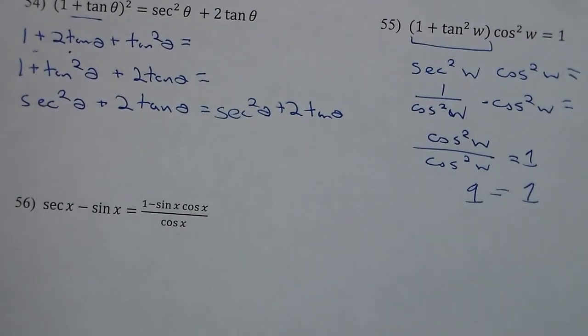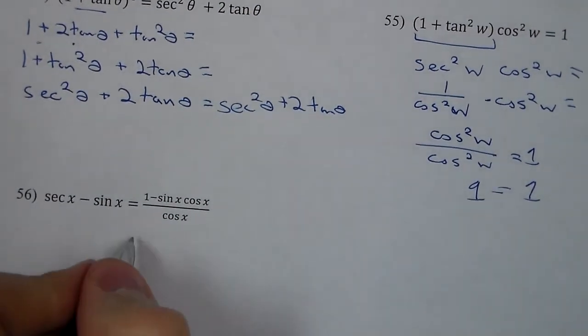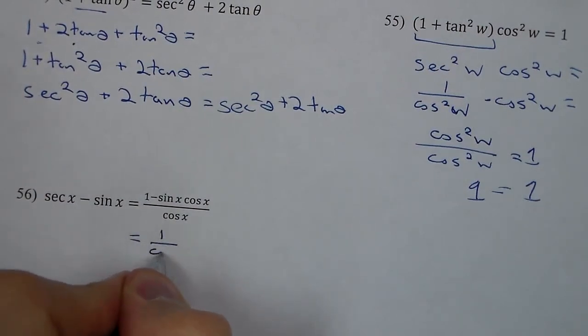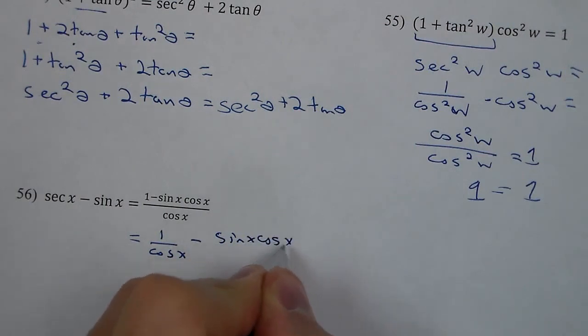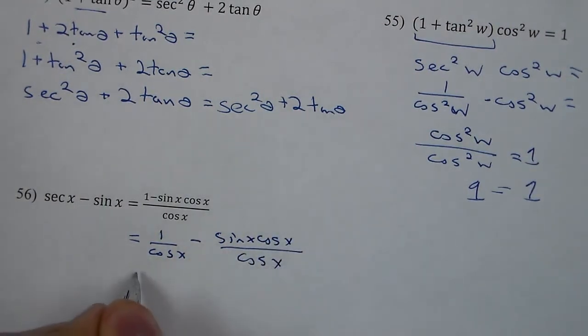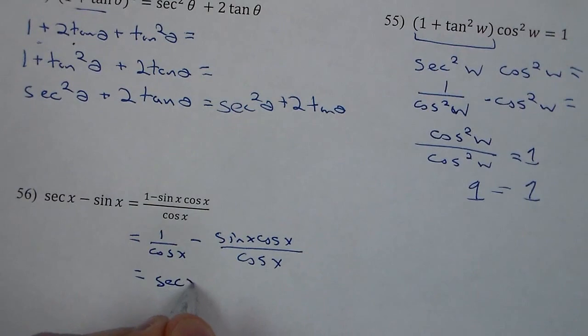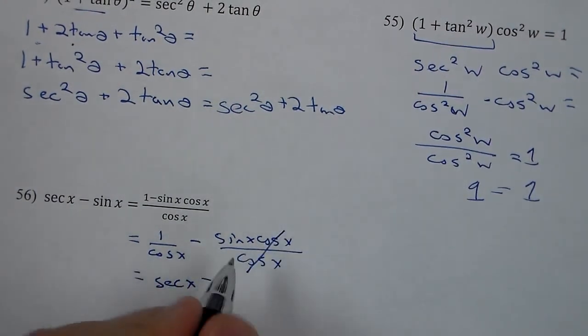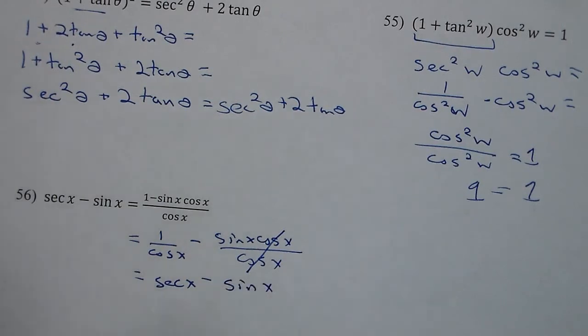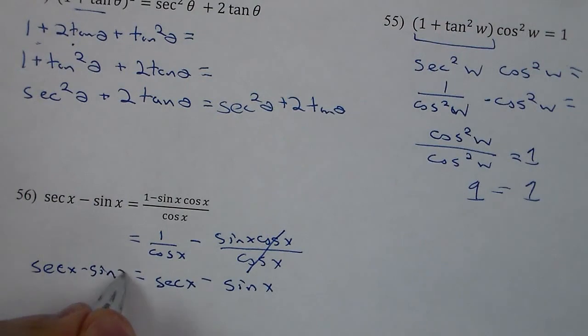Last one, I'm going to work with the right-hand side. On the right-hand side, I have 1 over cosine x minus sine x cosine x over cosine x. Now 1 over cosine x is secant. This one, I'm going to divide out the cosine x's, and I'm left with sine x. So then I get secant x minus sine x for my answer.